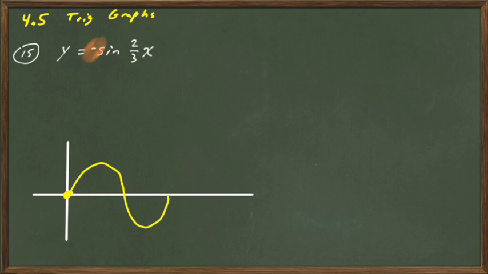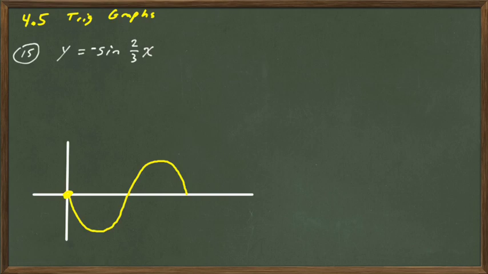Do you see this negative? It doesn't mean it starts upwards. It flips it over the x-axis, so it goes down and then up. And again, notice I sketched it before I labeled it. Now I'm going to label it.